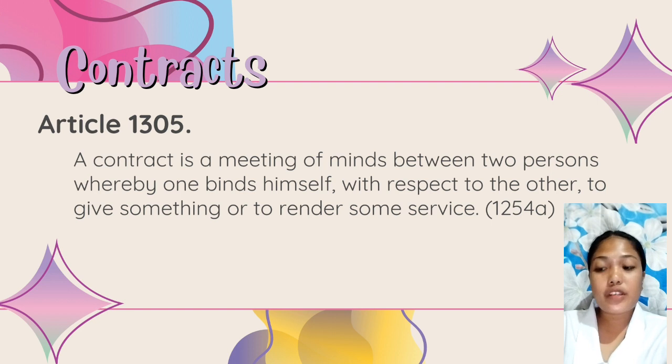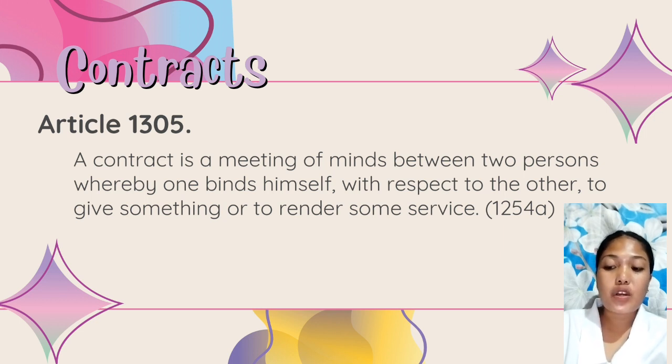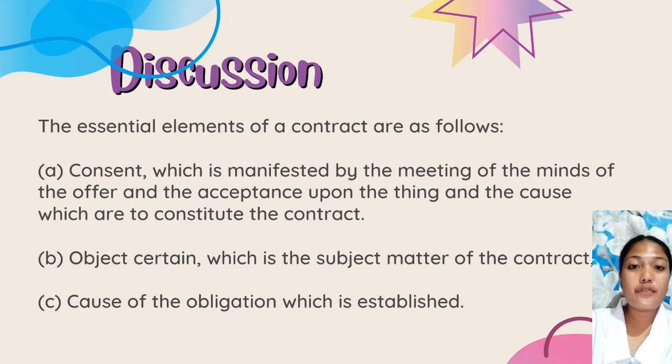In Article 1305, a contract is a meeting of minds between two persons whereby one binds himself, with respect to the other, to give something or to render some service. On the next slide, we have the discussion of the law. The essential elements of contracts are as follows. First, we have consent, which is manifested by the meeting of the minds, and the offer and acceptance upon the thing and the cause which constitute the contract.